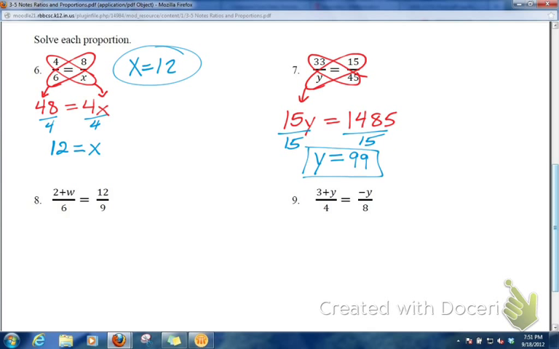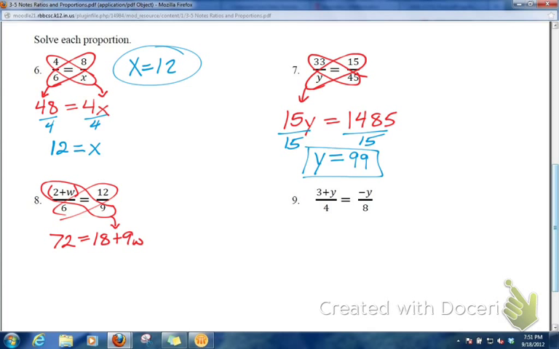Alright, now 8 and 9 get a little more interesting. One thing about 8, you'll notice in the first numerator you have 2 pieces to it. You have a 2 plus a w. When you cross multiply, in this case, you will have to distribute. So when I take 9 times the quantity of 2 plus w, I take 9 times 2, which gives me 18, and I take 9 times w, which gives me 9w. So I get 18 plus 9w in this case. My other cross product is the same. I'm going to take 6 times 12.